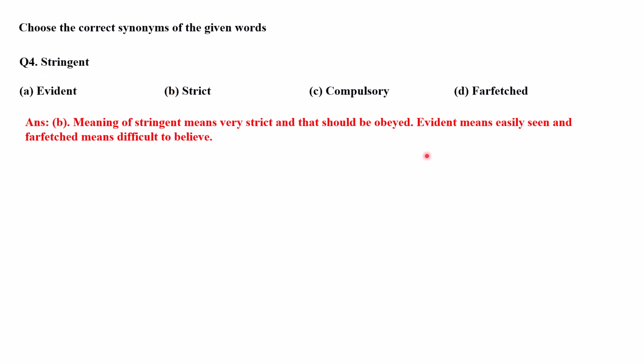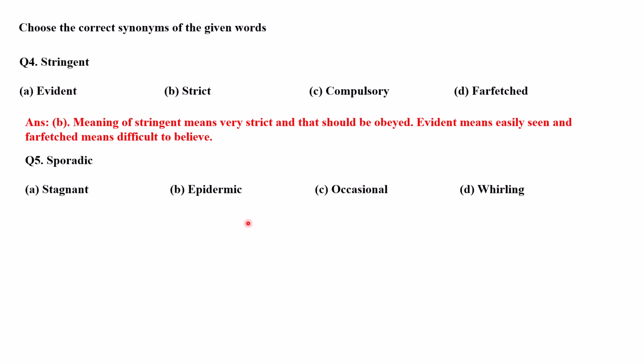Now evident means easily seen. Compulsory, you know the meaning. Far-fetched means difficult to believe. So from all the four options, B is the correct option. Now next, sporadic. What is the meaning of sporadic? Sporadic means something which happens occasionally. And if you see all the four options, the word occasional is there. So C will be the correct option.